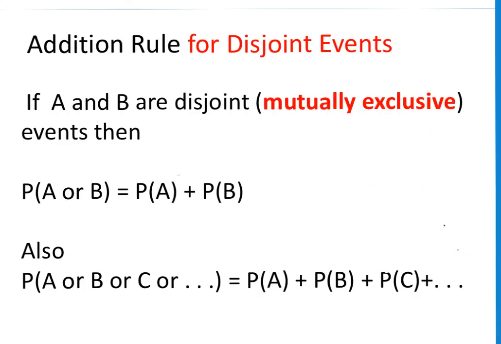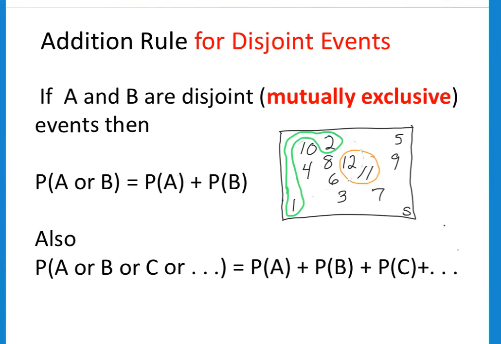Here is the addition rule for disjoint events. If event A and event B are disjoint or mutually exclusive events, then the probability of A or B occurring is just the probability of A plus the probability of B. And if you want to combine more events, you can say the probability of A or B or C or whatever, as far as you want to go, is equal to the probability of A plus the probability of B plus the probability of C, as far as you want to go. So don't get hung up so much on the letters.